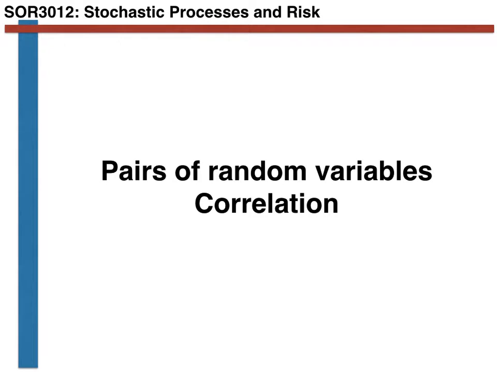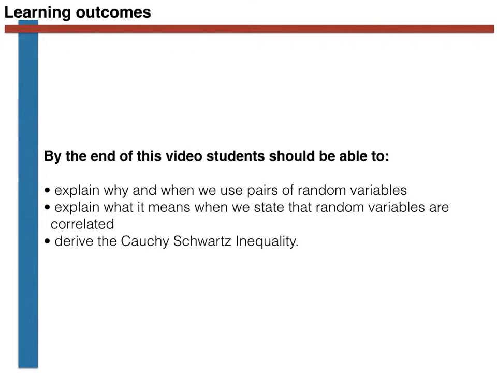Hello. In this video we are going to look at why we need to introduce pairs of random variables and the business of correlation. By watching this video you should learn how to explain why and when we use pairs of random variables, you should learn to explain what it means when we state that random variables are correlated, and you should learn how to derive the Cauchy-Schwartz inequality.